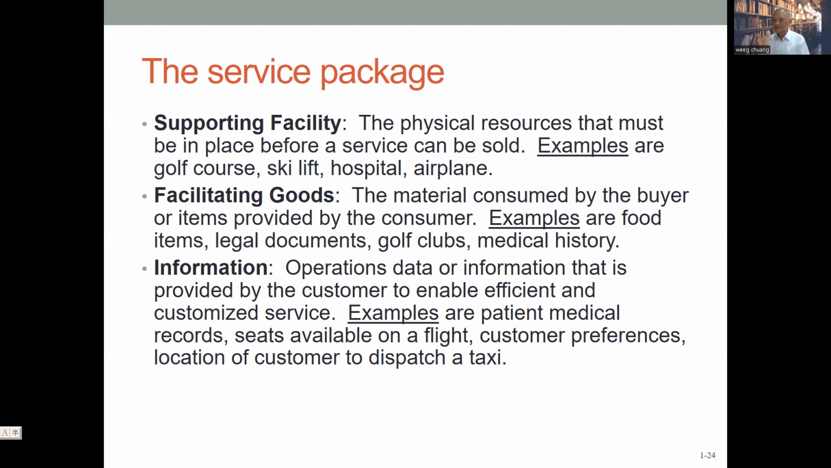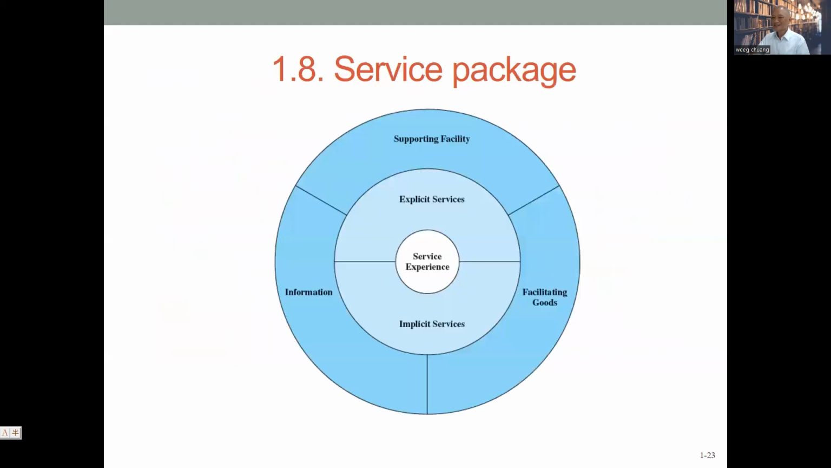And next we have information: operations data or information that is provided by the customer to enable efficient and customized service. Examples are patient medical records, seats available on a flight, customer preferences, location of customer to dispatch a taxi. So that's the supporting facility, facilitating goods and the information. That's the total macro environment surrounding the service.